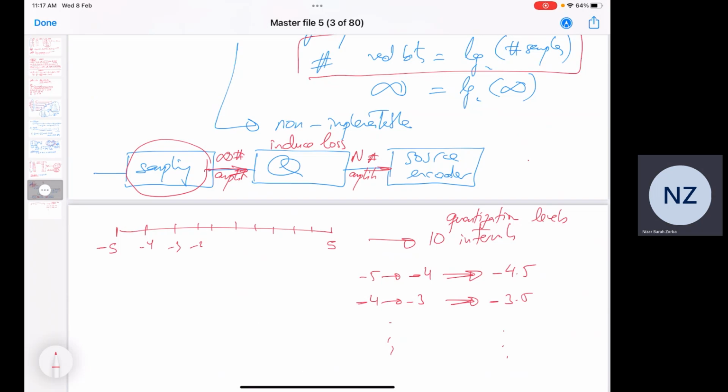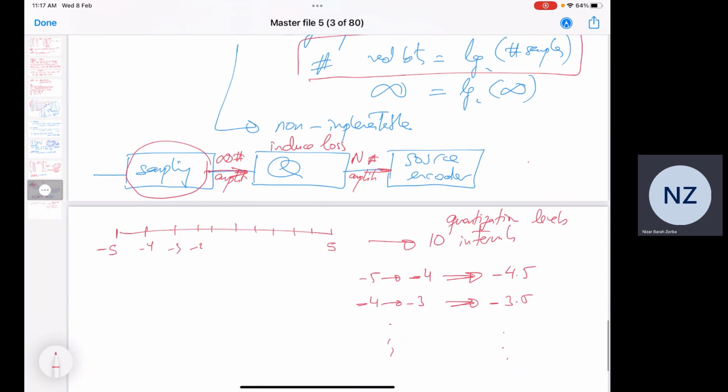Good. How much is the error? What is the maximum error that you can have from this procedure? 0.5. So here the value could be -4.999 and it is approximated to -4.5. This is the maximum error, 0.5. Here the same, 0.5, and so on.